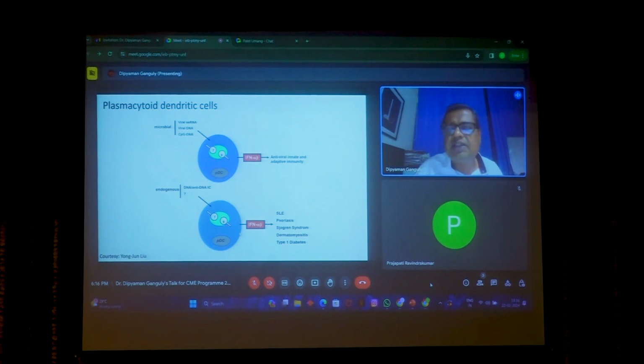And interestingly, these cells have their pattern recognition receptors mostly inside the endosomal compartment. The highest number of molecules of pattern recognition receptors are TLR7 and TLR9 in these cells, and they are all endosomal toll-like receptors, and they usually recognize nucleic acids, and that's how they produce type 1 interferons in response to pathogens. And people have now found that they can also recognize nucleic acids of self-origin, and that's how they can drive a whole lot of autoimmune diseases. Again, this slide comes originally from Yongjun Liu.